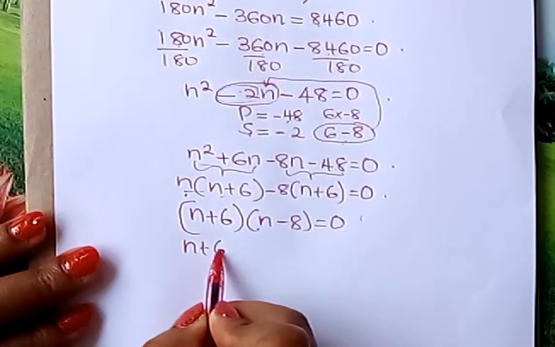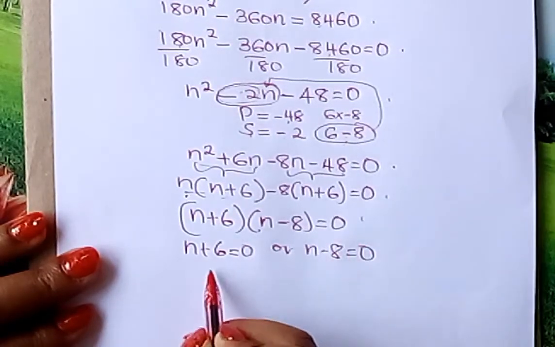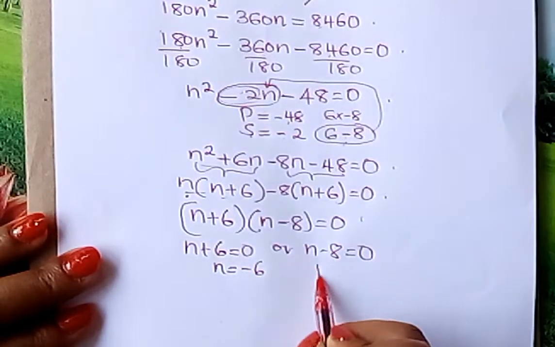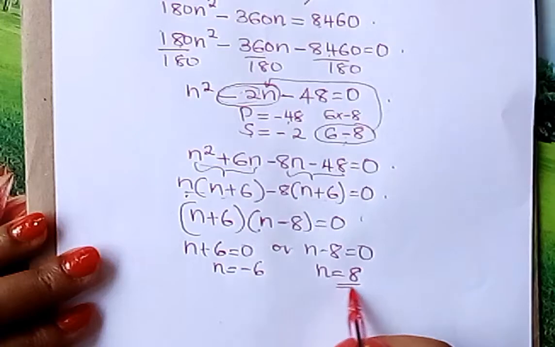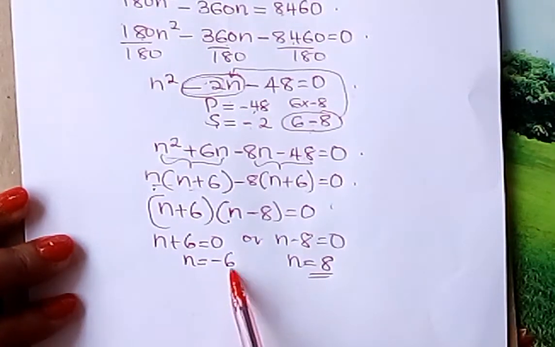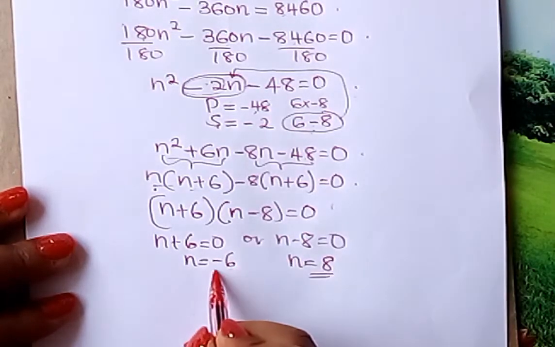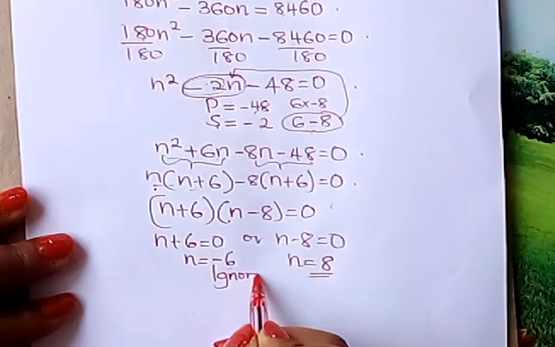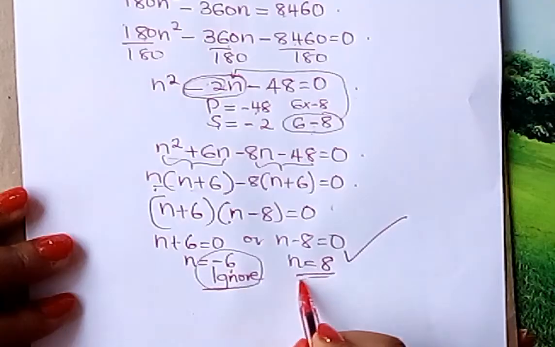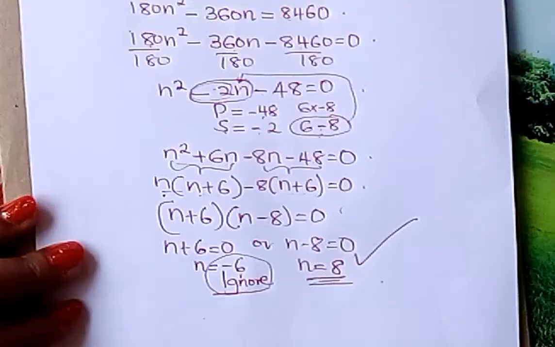This means that either this bracket equals 0 or the other bracket equals 0. So here n is minus 6 and here n is 8. Remember, learner, n is the number of sides. We are looking at part A: how many sides does this polygon have? A polygon cannot have a negative number of sides, so you ignore this, and therefore our polygon has 8 sides. That is part A of the question.